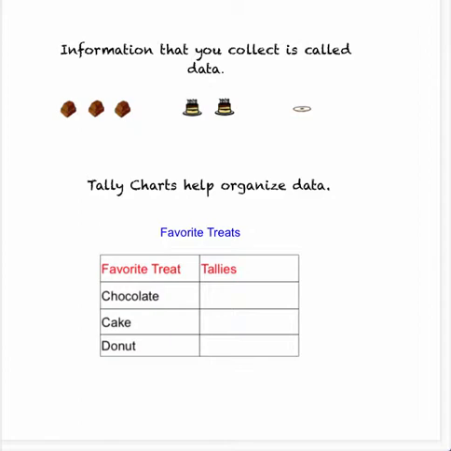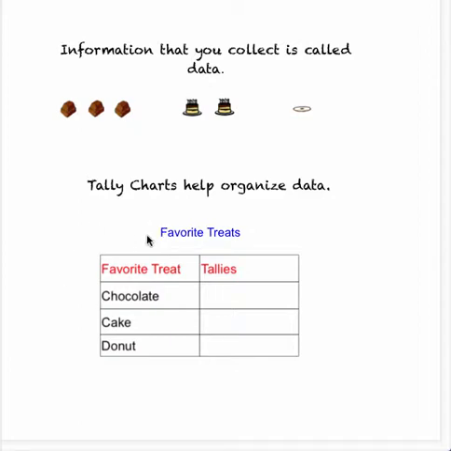Information you collect is called data. There are pictures of data here shown below. I have 3 chocolate bars, 2 cakes, and 1 donut. Tally charts help organize data. I'm going to create a tally chart that shows the information pictured above.